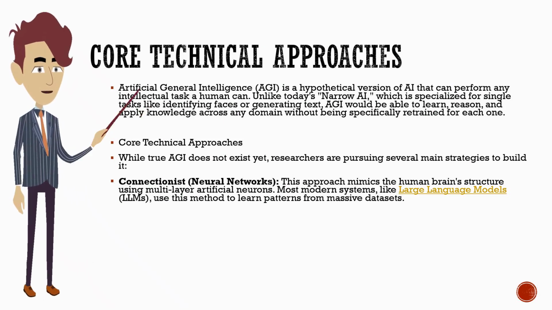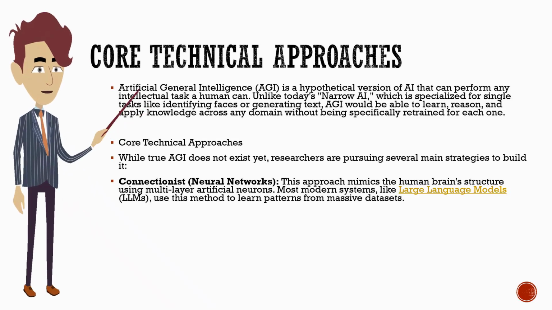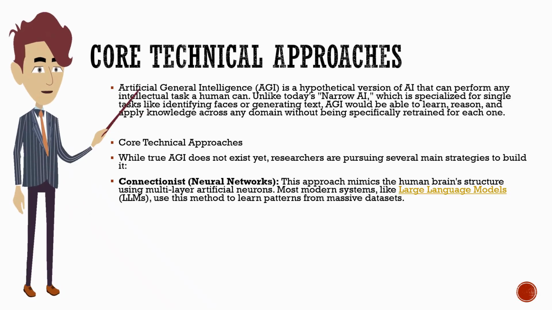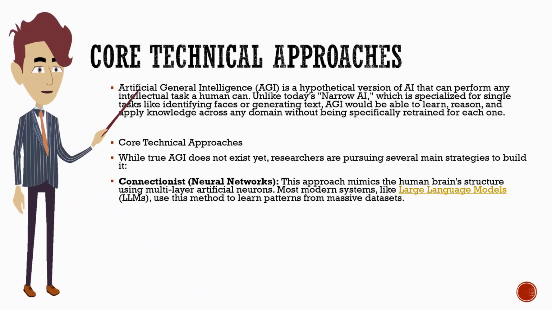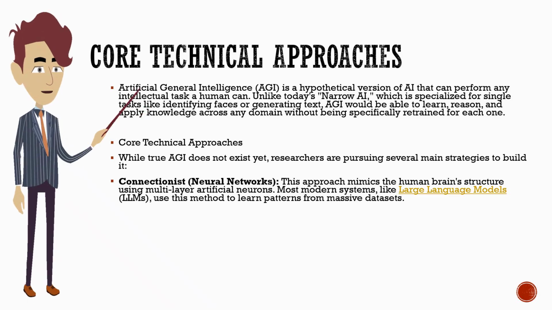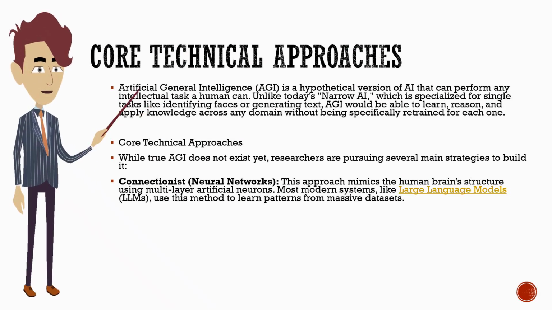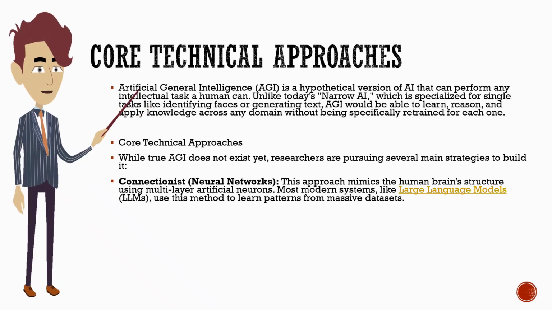As we know, the human brain contains multiple layers of neurons, and each neuron is connected with the others, and the information is passed between the neurons, right? So the connectionist approach works on mimicking this behavior of the human brain, where artificial neurons can be generated and tried to mimic the human brain's behavior. Most modern systems like large language models, that is LLMs, use this method to learn patterns from massive data sets.